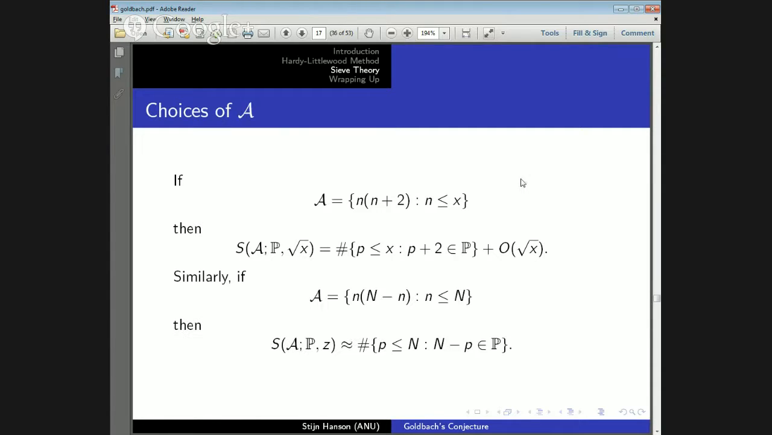And if we have A of this form, then we have to be a bit more clever about choosing our z and actually our P a little bit. So this might not necessarily be all primes, but our sifting set does then start to approximate the number of representations of n as 2 primes. So essentially p is prime less than or equal to n, and n minus p is also a prime, which is our Goldbach problem.